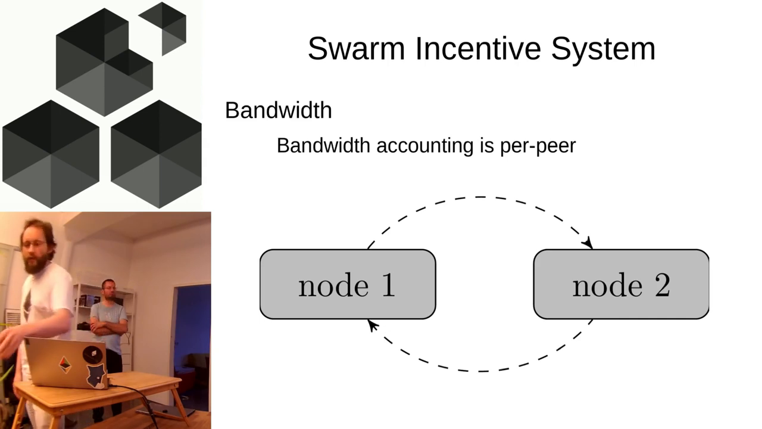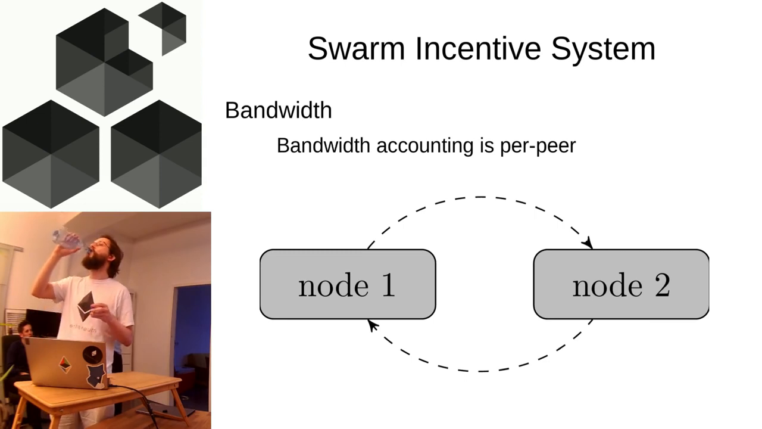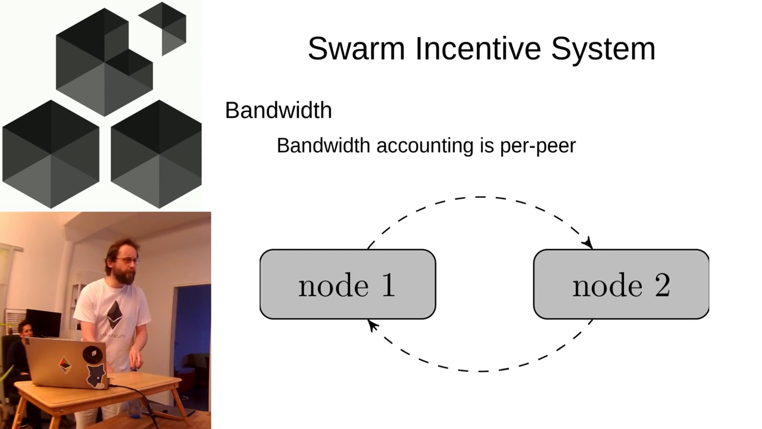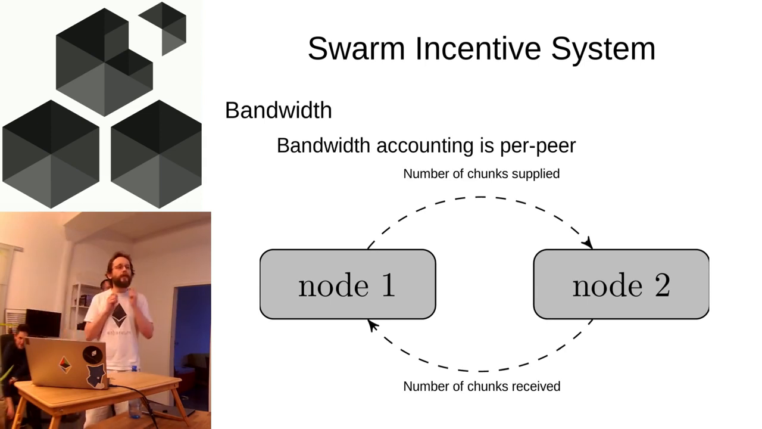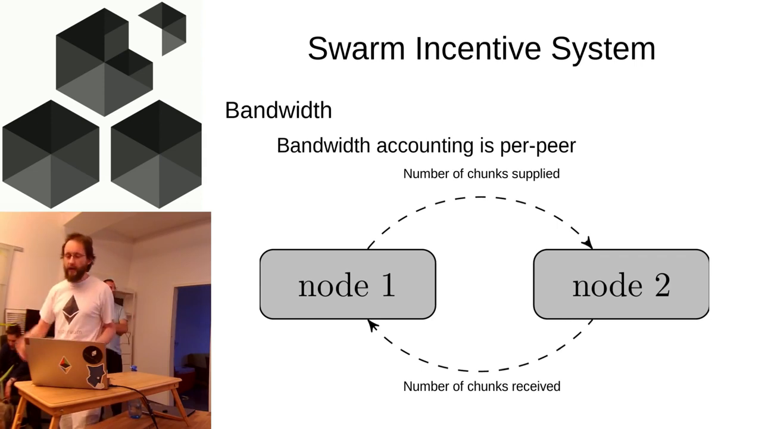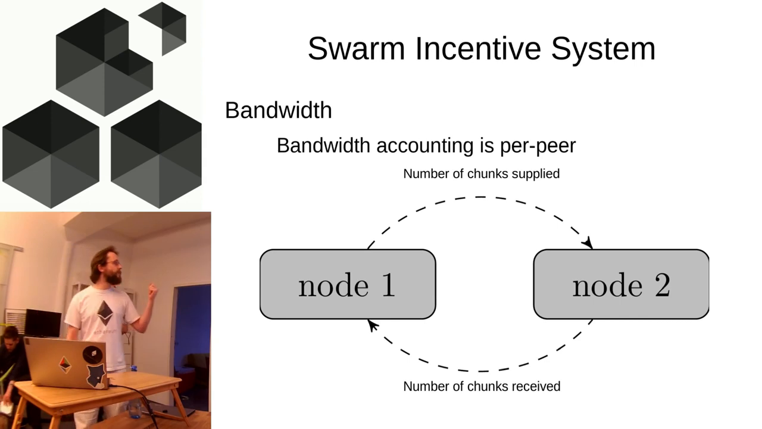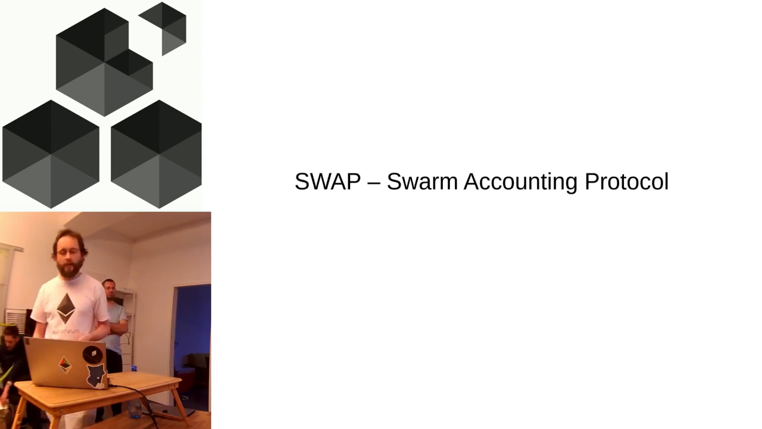So let me start with the bandwidth incentivization. There is no real way to account for total bandwidth usage. It's a peer-to-peer network. The best we can do is, for every peer we're connected to, look at how many chunks we supply and how many chunks we get back from that peer. On a per peer level, those are two things: the number of chunks supplied and the number of chunks requested. The difference between those is our only real metric of how imbalanced our link is.